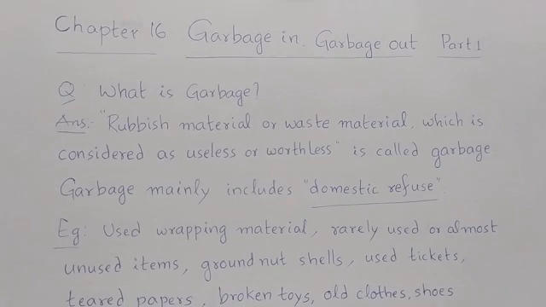Examples for garbage: used wrapping material, rarely used or almost unused items, groundnut shells, which we generally come across in trains most frequently. If you ever have a journey in a general compartment, you might have come across many people eating groundnut seeds and throwing the shells away there itself.